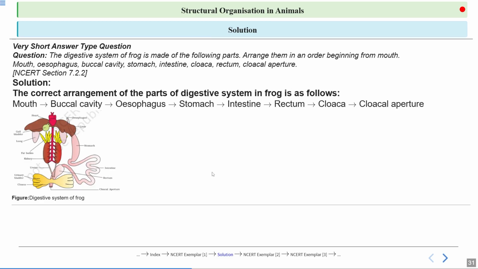So here you can see that same diagram. You can see the esophagus, there is a stomach, then the intestine, which leads to the rectum. There is a cloaca, and the opening is called the cloacal aperture.